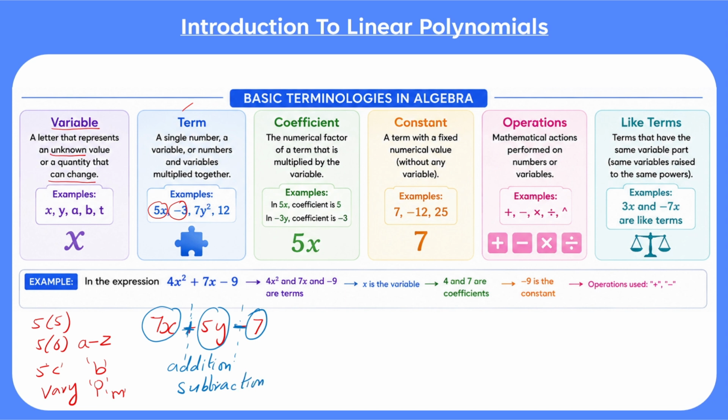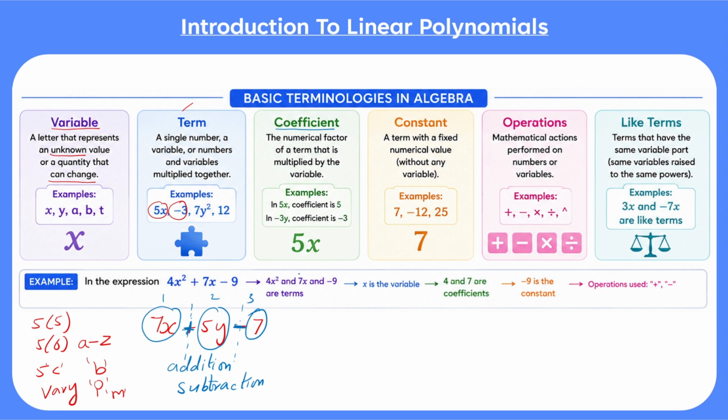So you always have to look to count the number of terms. So this is the first term, this is the second, and this is the third. So this polynomial consists of 3 terms. So we distinguish it by the addition and subtraction operators. That's it. Okay. The next one, coefficients.